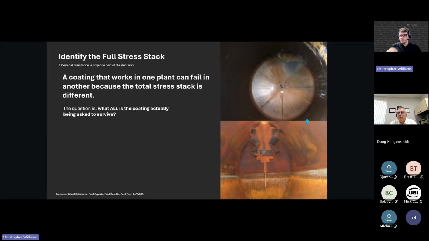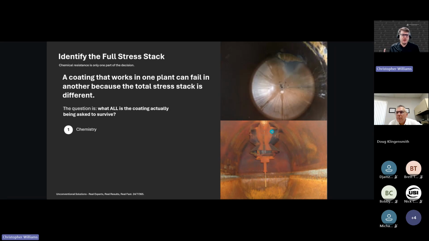The first step, always, when you're looking at chemical resistant coatings and containment, is to identify your full stress stack. Chemical resistance is a big part of this equation, but it's only one part of that equation. A coating that's going to work somewhere might not work everywhere, and that total stress stack really is what makes it different.